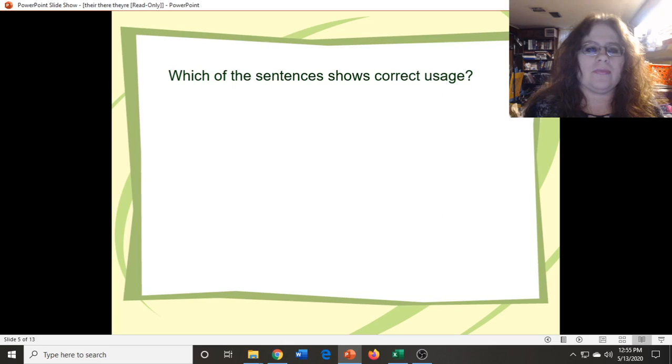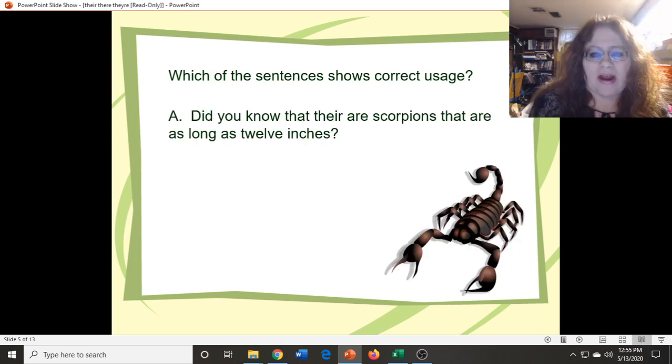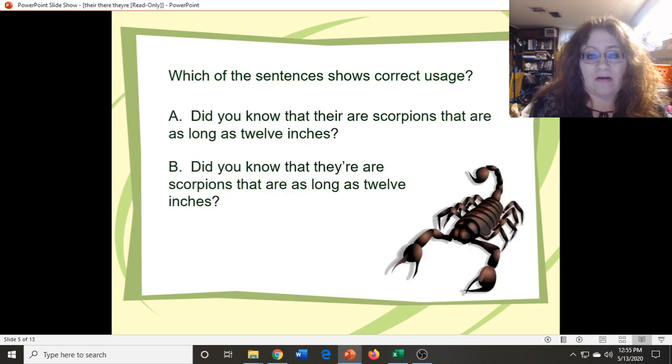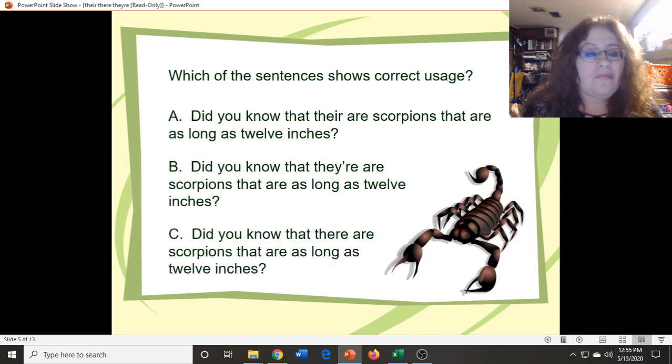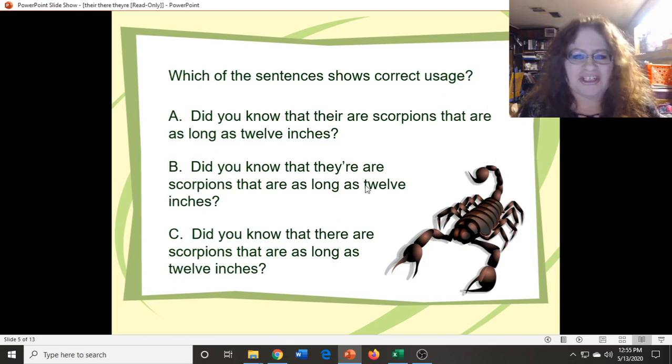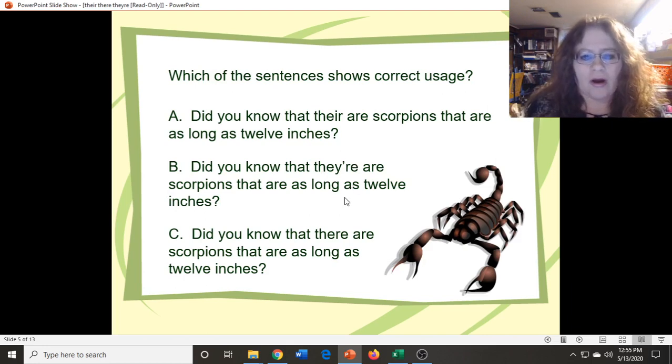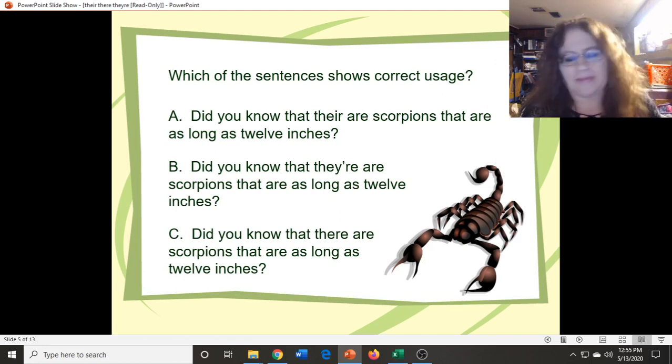Okay, next one. Did you know that there are scorpions that are as long as 12 inches? Yuck. Okay, now we're going to look at the choices again. The easiest thing too is to look at the contraction first and just try it, and you can eliminate it or find out if it's correct very easily. Did you know that they are scorpions that are as long as 12 inches? No, that doesn't make any sense. So we know B is wrong.